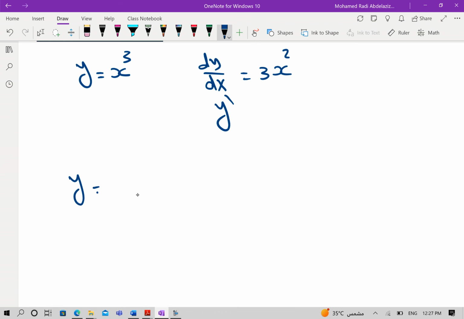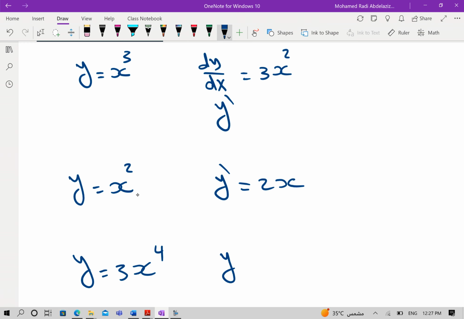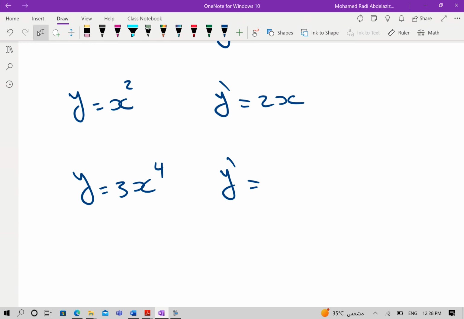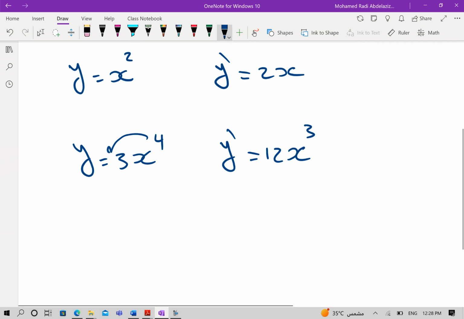3x to the power of 2. If y equals x to the power of 2, so y dash will be 2x. If y equals 3x to the power of 4, so y dash is 12x to the power of 3. When you drop 4, 3 by 4 is 12x to the power of 3.